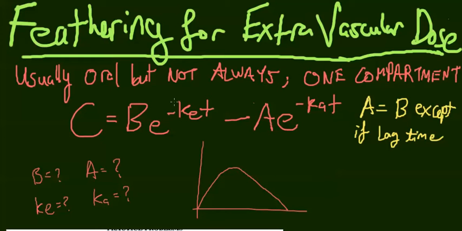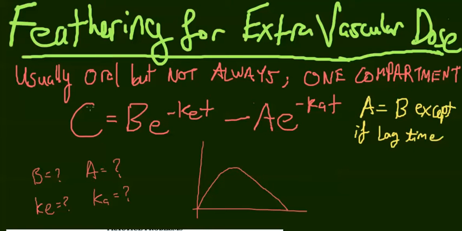So today we're going to be going over feathering for extravascular doses. There's two types of feathering for this final exam. There's feathering for IV bolus, 2-compartment, and then there's feathering for extravascular, 1-compartment. So we're going to do the extravascular today. It's usually oral, but it could be anything, like rectal or something like that. But it's usually oral, but not always. And like I said, it's 1-compartment.